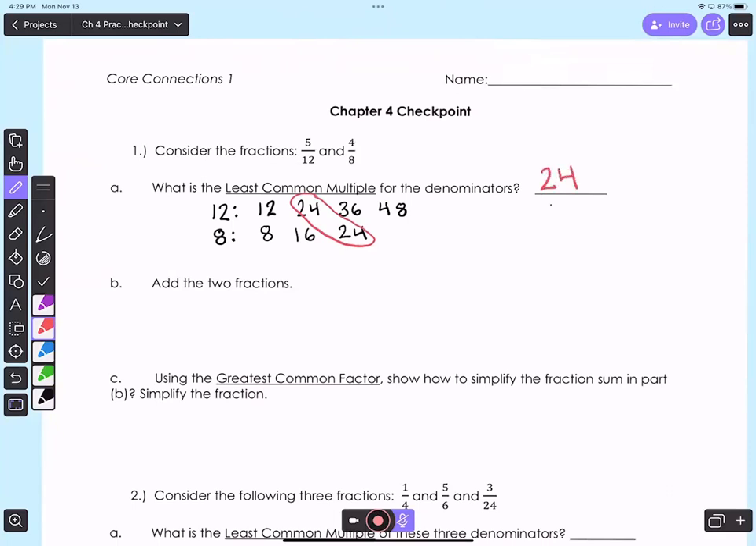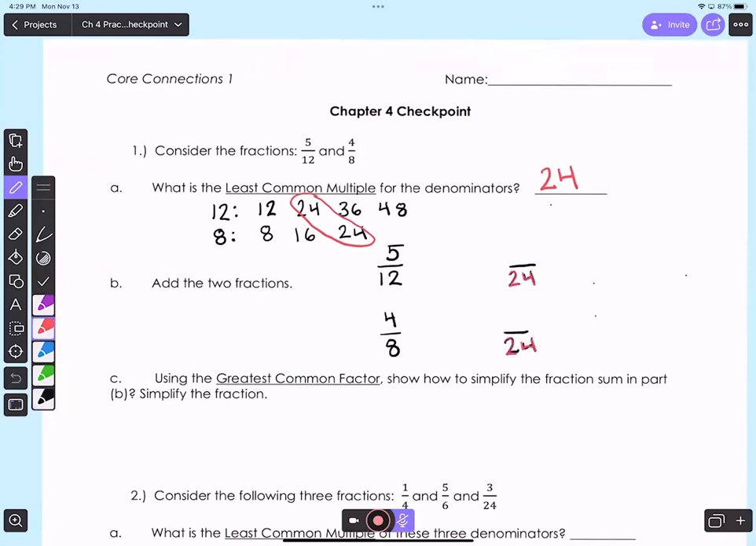Now we're going to add the two fractions. To do that, they need to have the same denominator, which is why we found a common denominator. So we copy down the two fractions. And then I draw over here a new fraction that has the common denominator we found, so that 24 from above.